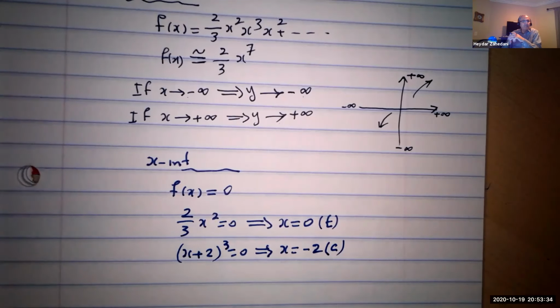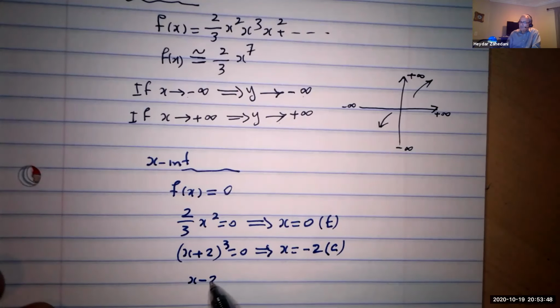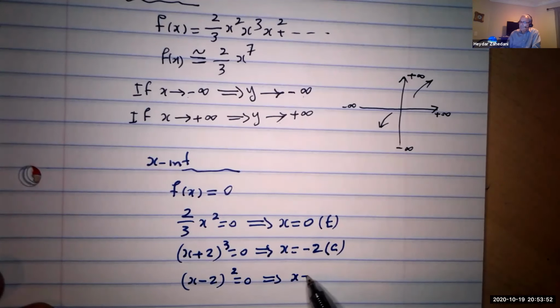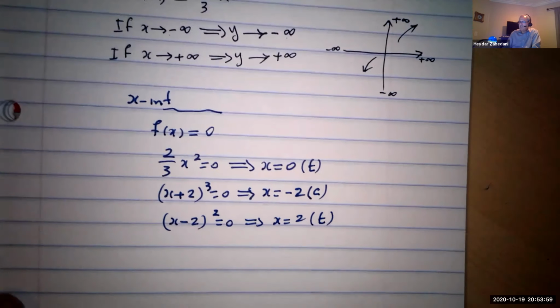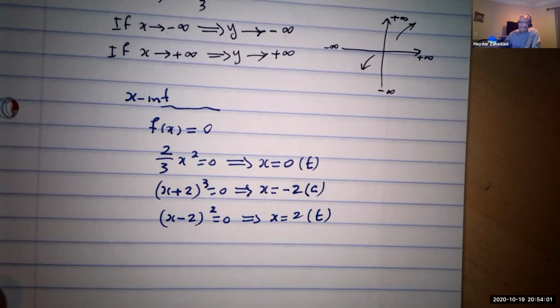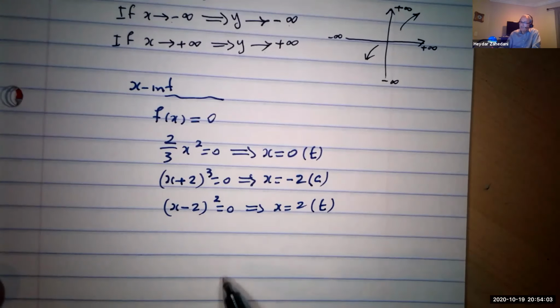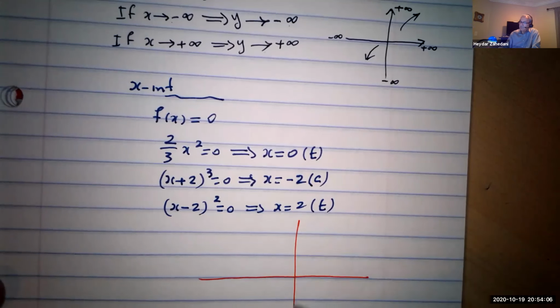When it's odd, you can have a positive number or a negative number, that's why it crosses. When it's even, there's only a positive sign. The last one, x minus 2 squared, so x would be 2. Again, the power is even, so it touches the x-axis. So 2 touches, 1 crosses. Get the xy coordinates.